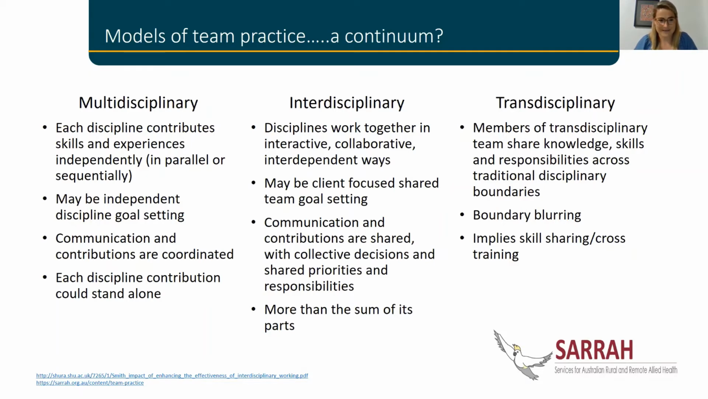Thank you. Okay, thanks, Pip. So there's quite a few different ways to consider multidisciplinary, interdisciplinary, transdisciplinary, or multi-professional, interprofessional, trans-professional, integrated. There's lots of different words out there in the literature at the moment.